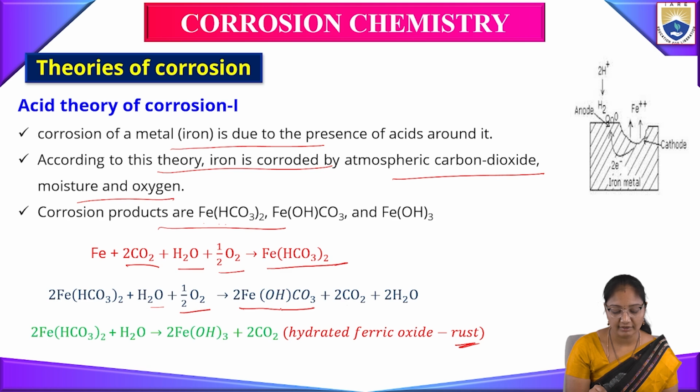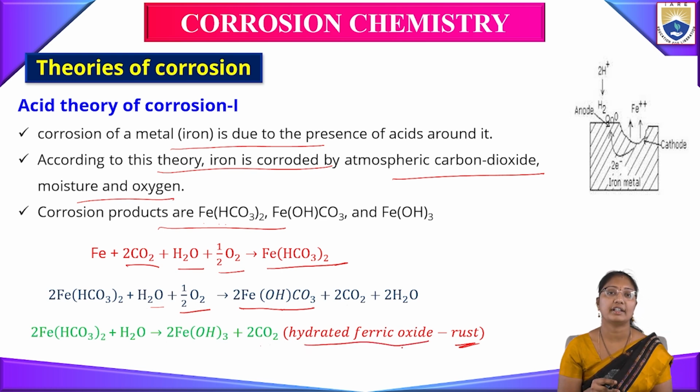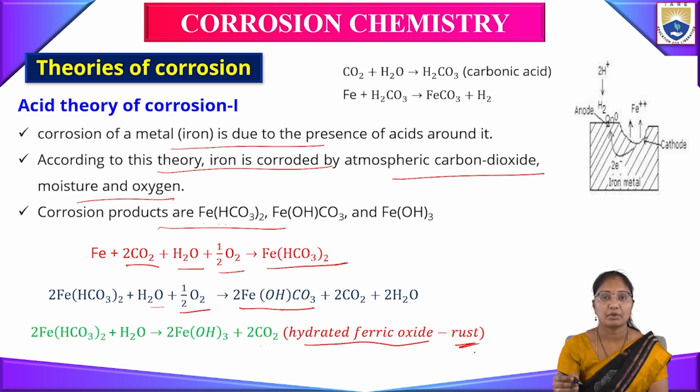This formed product, Fe(HCO3)2, iron bicarbonate, plus water gives rise to iron hydroxide, which is Fe(OH)3, plus 2 carbon dioxide, a hydrated ferric oxide. Hydrated means it has reacted with the water, oxygen and moisture present in it, which gives the formation of rust, which is called corrosion.